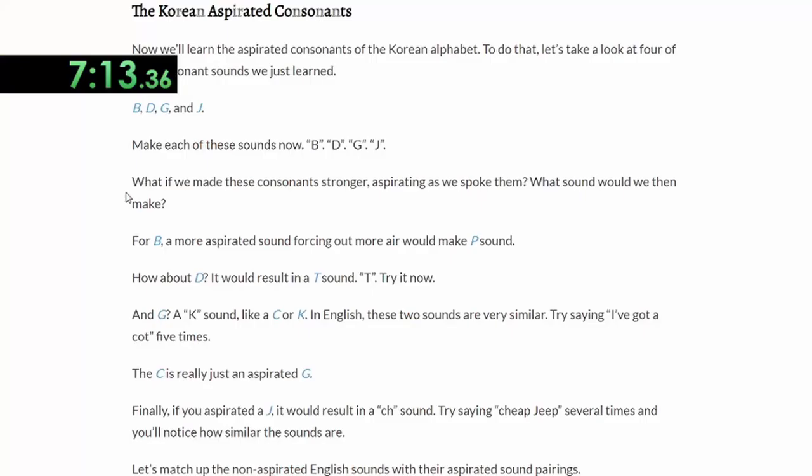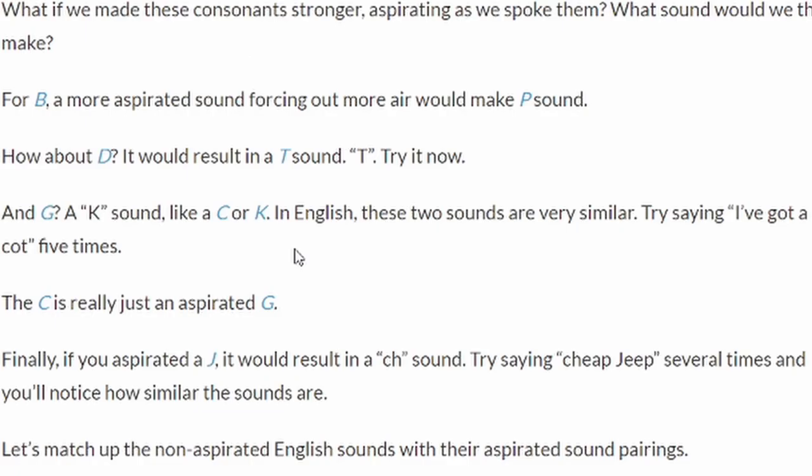What if we make these consonants stronger, aspirating as we speak them? What sound would we then make? For B, a more aspirated sound forcing out more air would make a P sound. How about D? It would result in a T sound. And a G? A K sound, like a K or a K. In English, these two sounds are very similar.